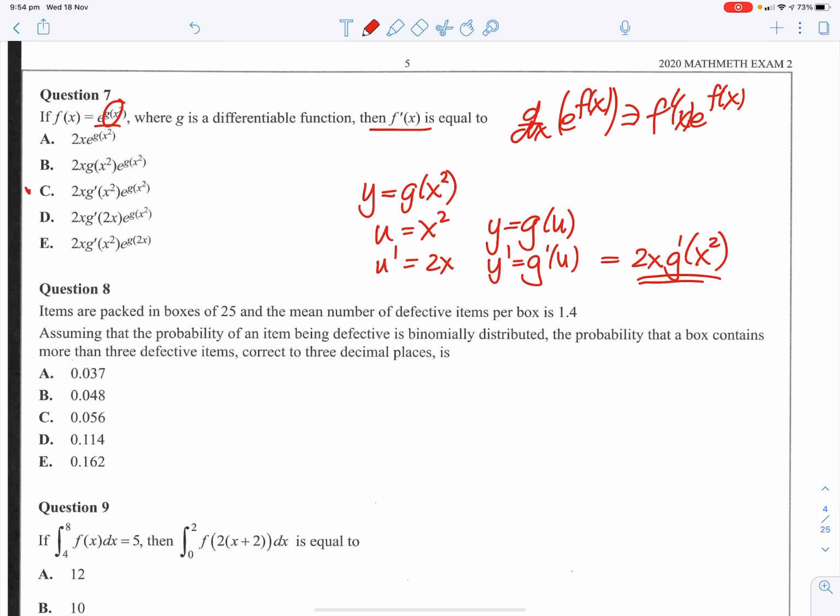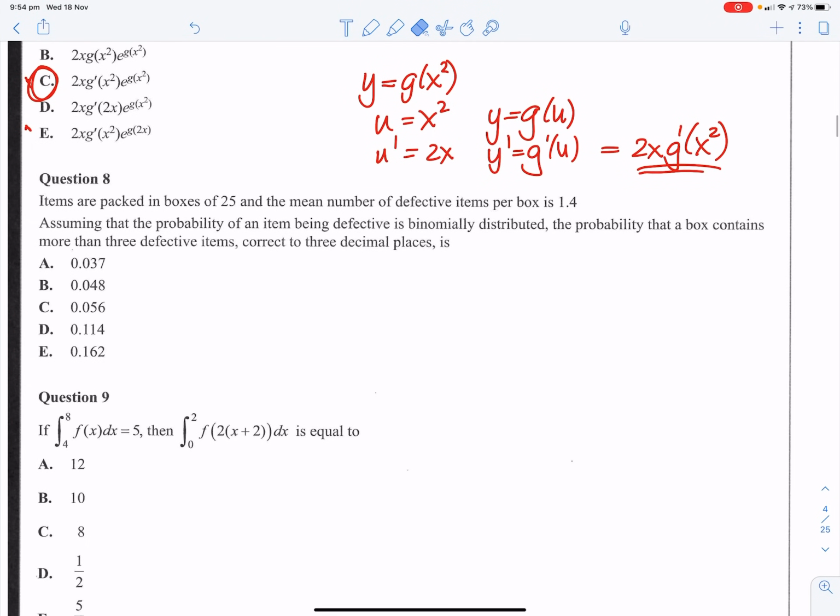So it's got to be one of these. And then we multiply it. We know it's not that one. It's this one. We multiply it by e to the function. Okay.